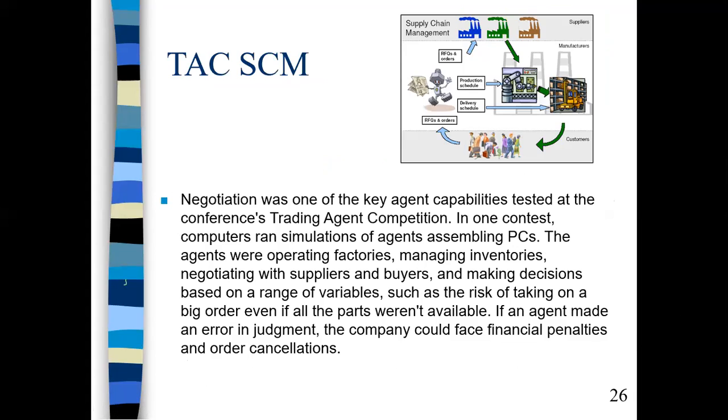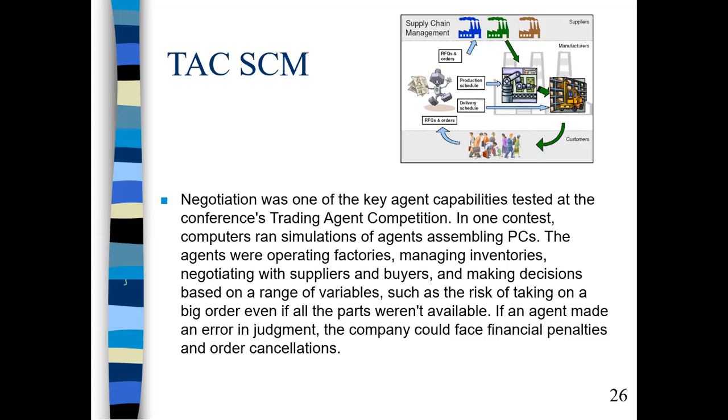And then PC supply chain management negotiation was one of the key agent capabilities tested at the Trading Agent Competition. In one contest, computers ran simulations of agents assembling PCs. The agents were operating factories, managing inventories, negotiating with suppliers and buyers, and making decisions based on a range of variables, such as the risk of taking on a big order, even if all the parts were not available. If an agent made an error in judgment, the company could face financial penalties and order cancellation.